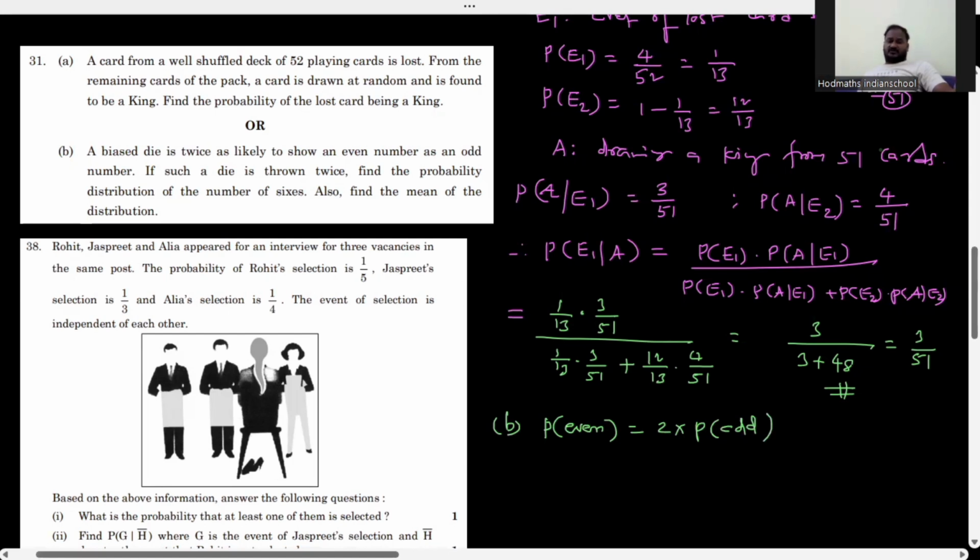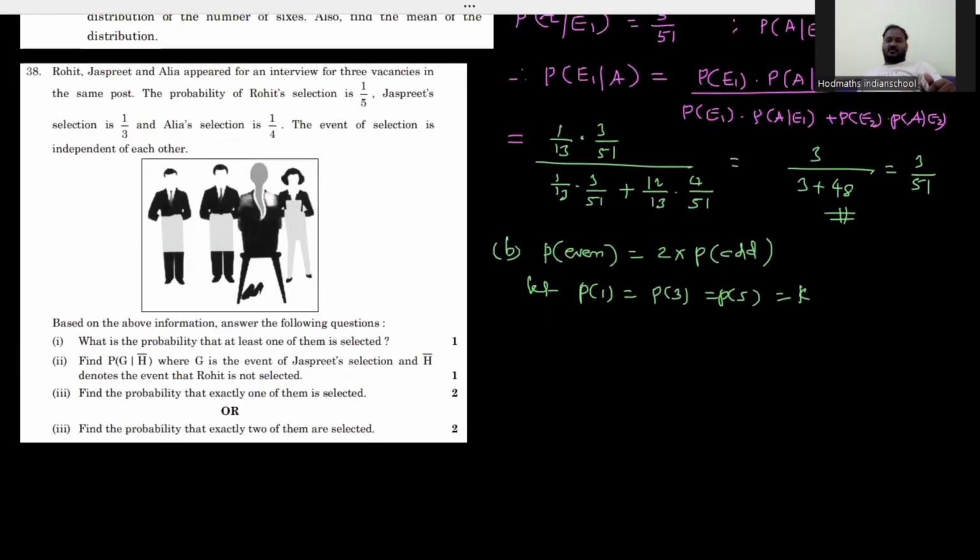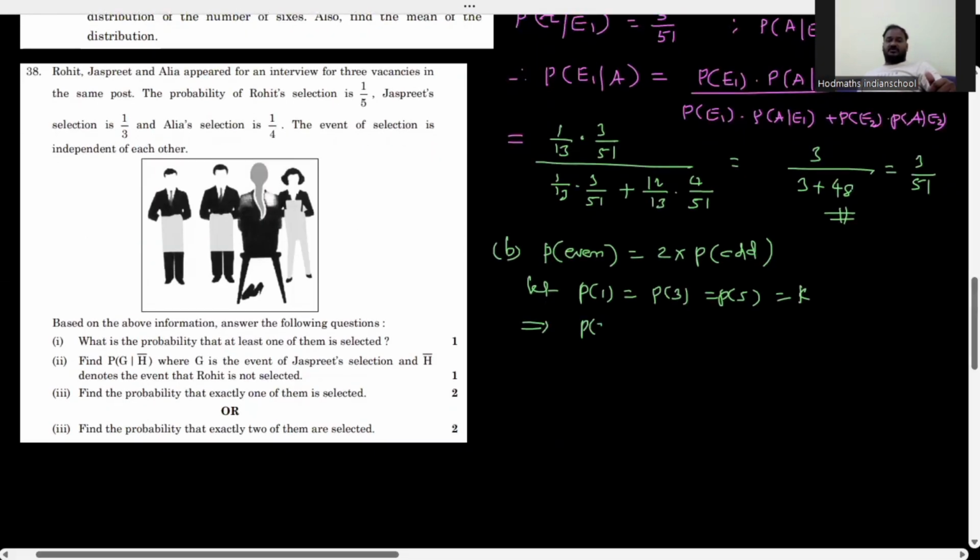So we do not know what the probability of drawing an odd number is. Let us take the probability of drawing 1, or probability of 3, or probability of 5 to be some k, or x or y, whatever it is. Then the probability of drawing 2, or 4, or 6 is equal to 2 times k. But we know that the probability of drawing 1, 2, 3, 4, 5 and 6 together is equal to how much? The sum of all the probabilities is 1.